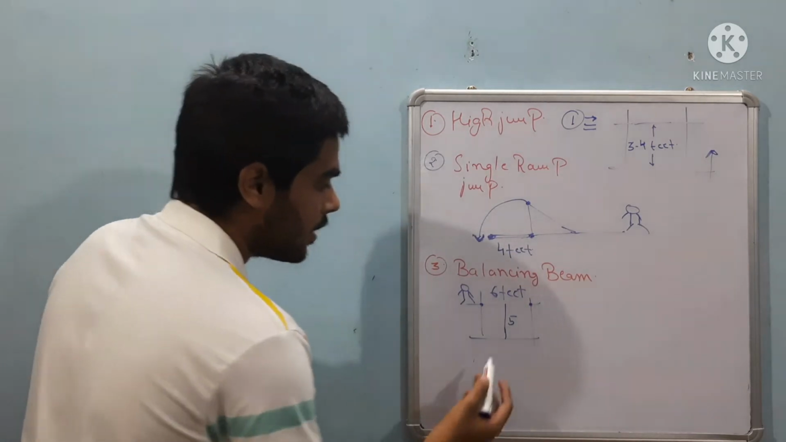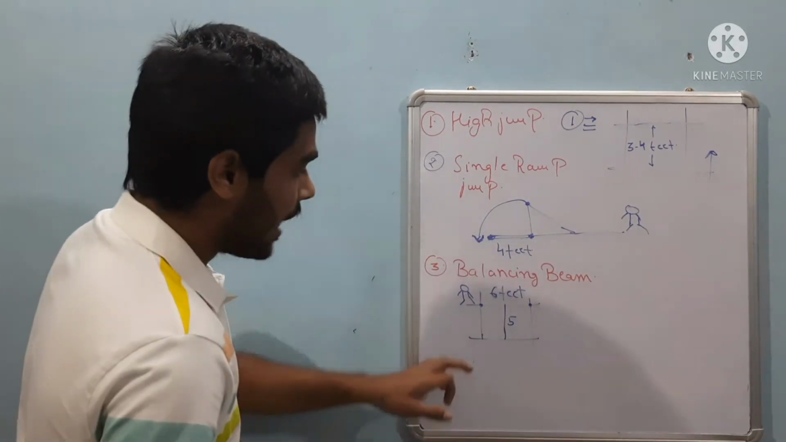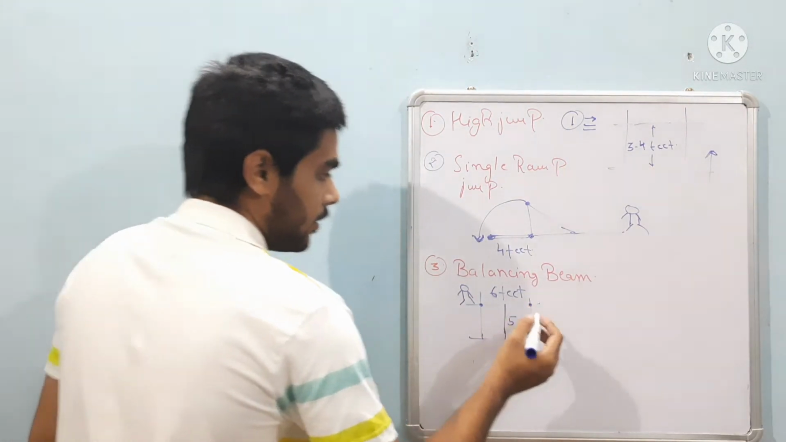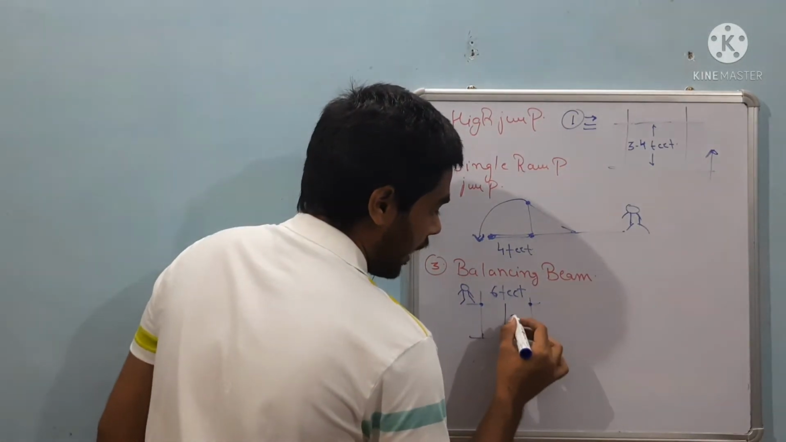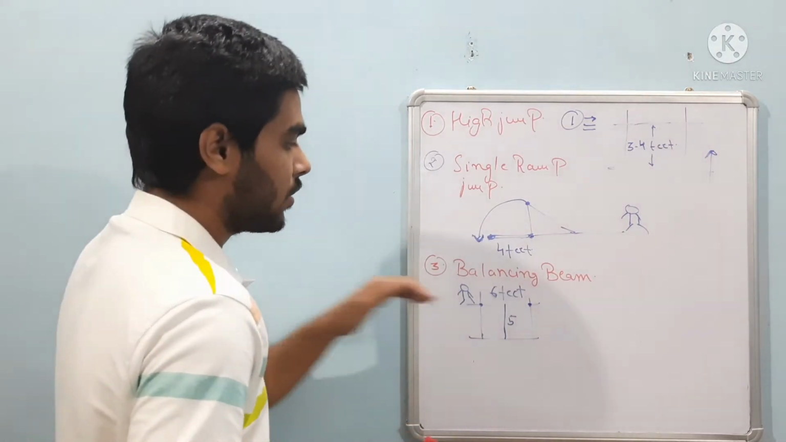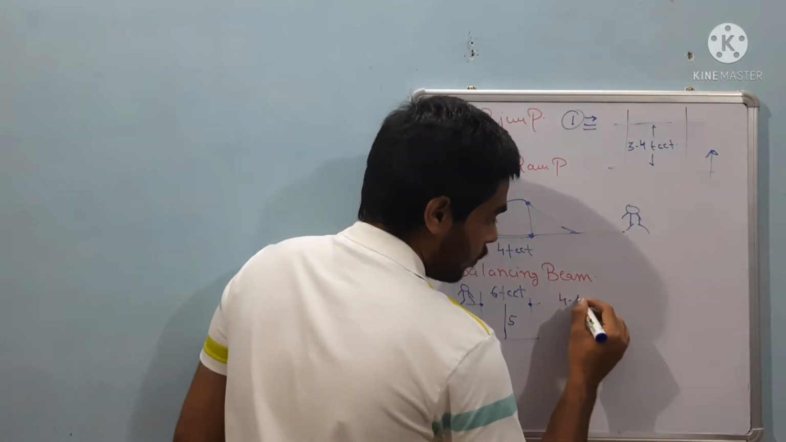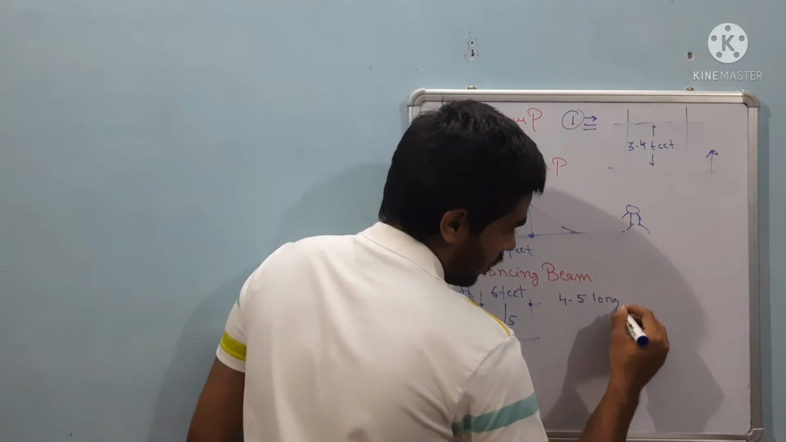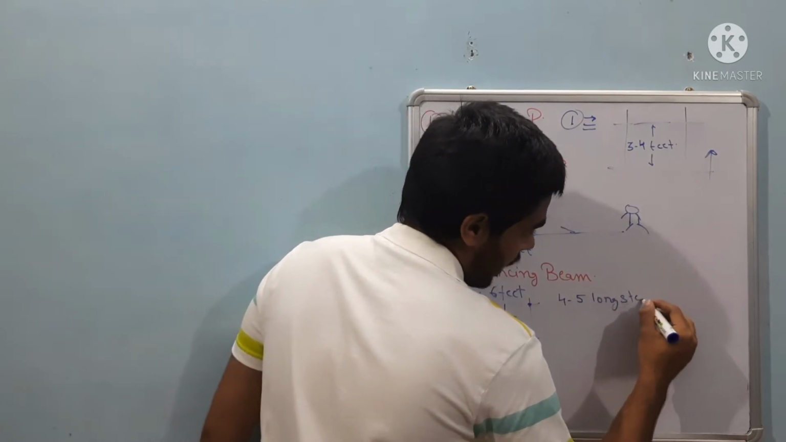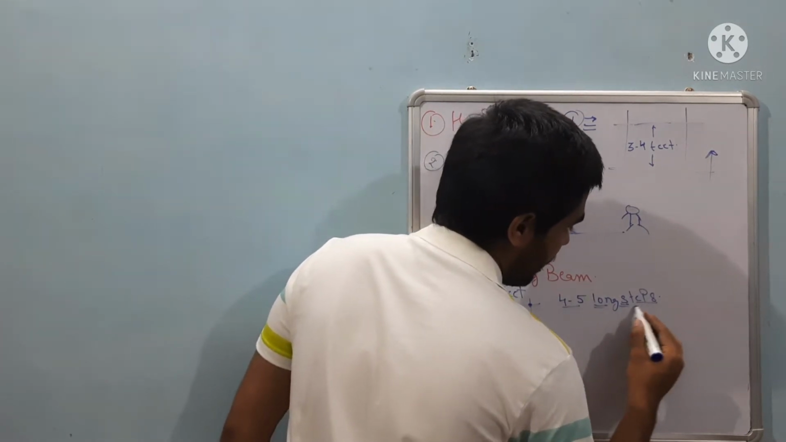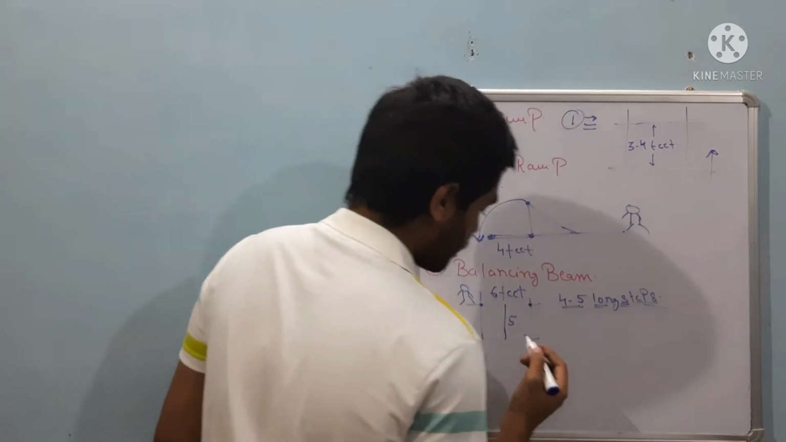with the help of the stairs or the blocks. You will climb up and stand here, and then you will start your walking, and you have to reach here. The height from the ground is 5 feet, and you have to move 6 feet. So the advice here is that you should take 4 to 5 long steps, so that you maintain stability.